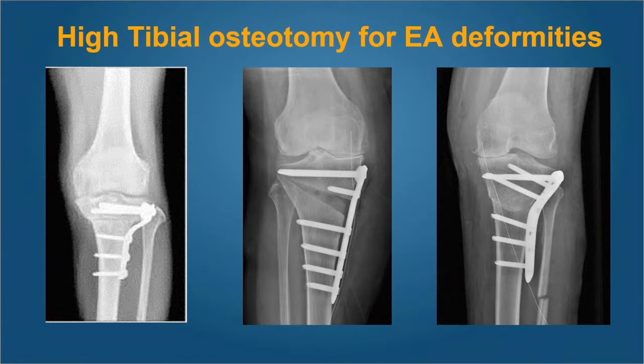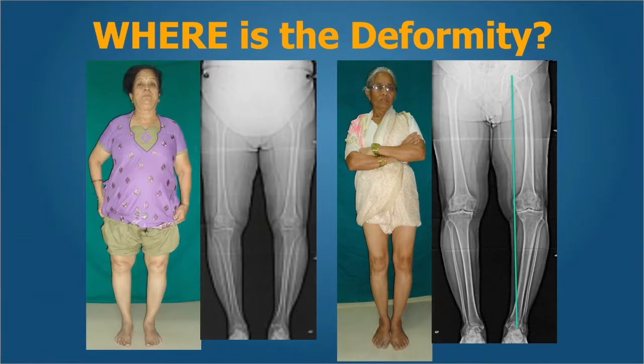The question arises is, with our knowledge of the mechanical axis planning, mechanical axis deviation, which came to us more than 20 years ago, where is the deformity? So we really should be looking at that. So in this patient, obviously the deformity is extra-articular and she will benefit, for a mild deformity, with a medial opening wedge high tibial osteotomy. This is the lady who needs a larger osteotomy, but it is an extra-articular deformity as well. Where is this deformity?